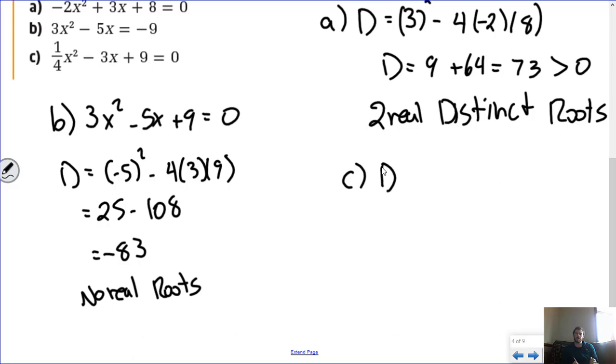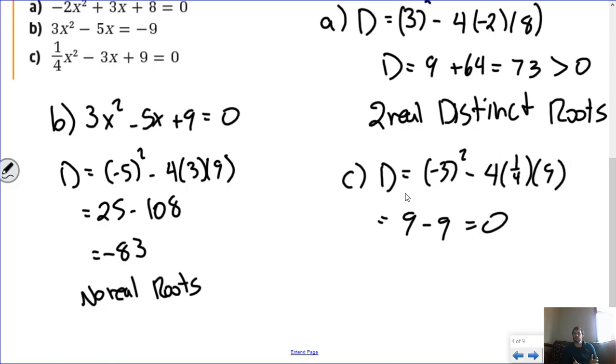And finally, question C. So again, take my discriminant and say b squared minus 4ac is equal to, so negative 3 squared is 9, and 1/4 of 4 is 1, and 1 times 9 is 9, and that's going to be equal to 0. So this time the discriminant is equal to 0. So again, what that means is I will have 2 real roots. So again, they are real, and there are 2 of them. It's just that they are equal. 2 real equal roots, where they're both going to be, we don't know the value of them, but they will be the same value. Okay?